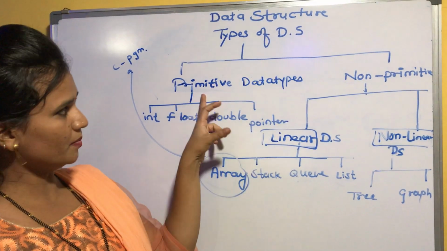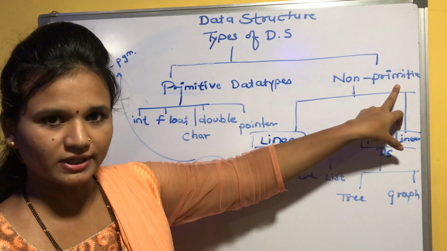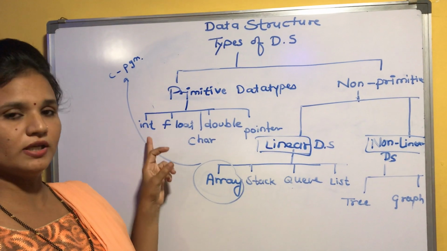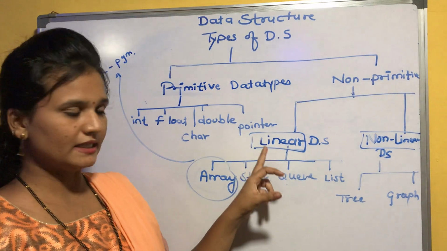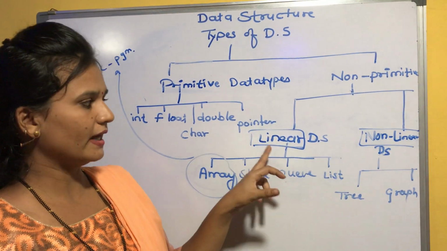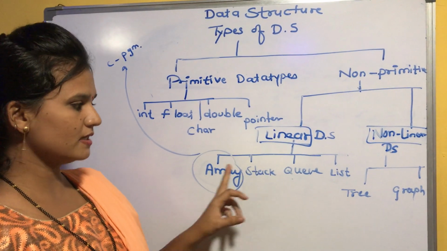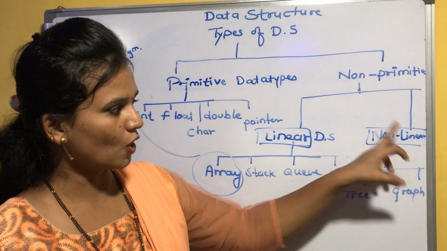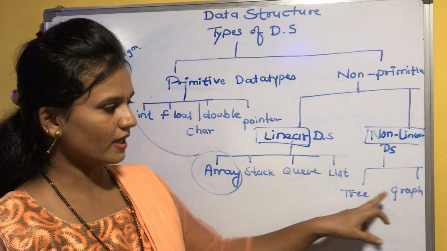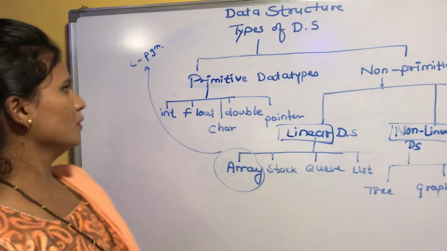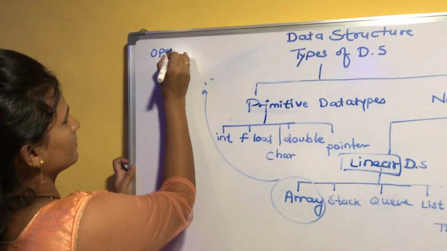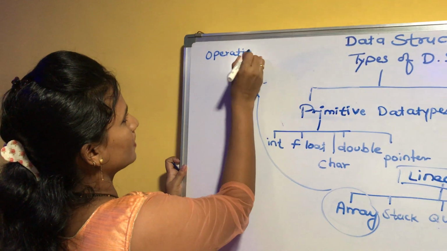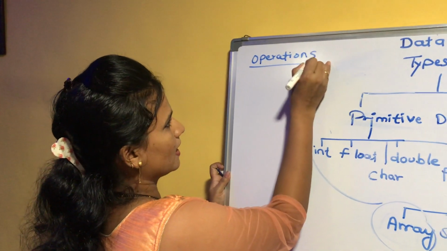Types of data structure: primitive data structure and non-primitive data structure. Primitives are integer, float, character, double, pointer. Then non-primitives are linear and non-linear, and linear data structures are array, stack, queue, list, and non-linear data structures are tree and graph. Okay, now our next point is operations that we can perform on data structure.